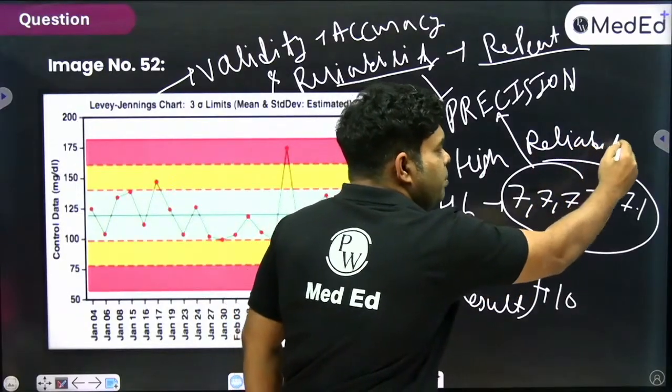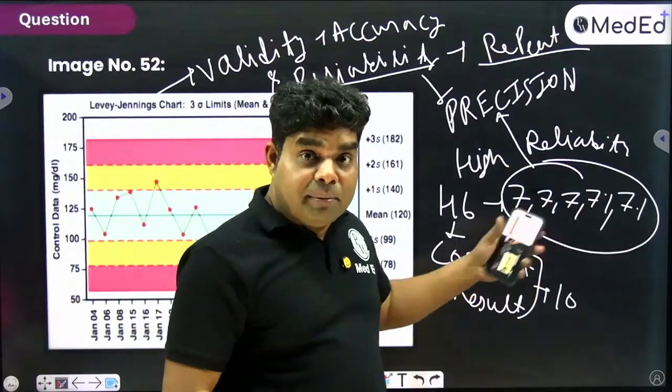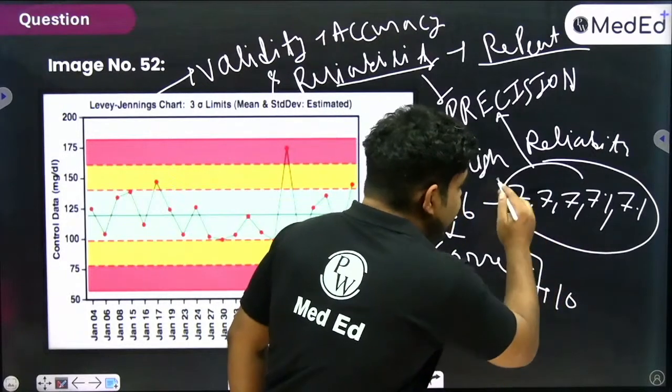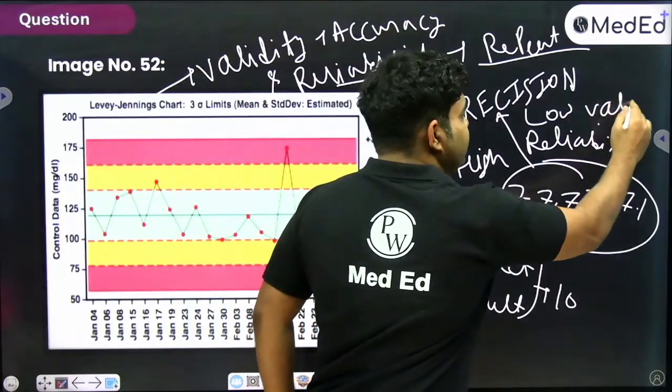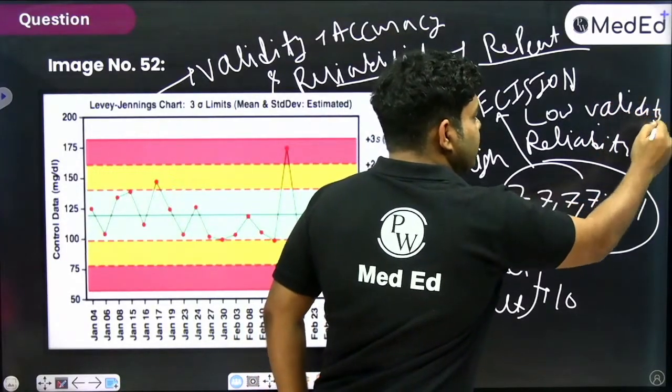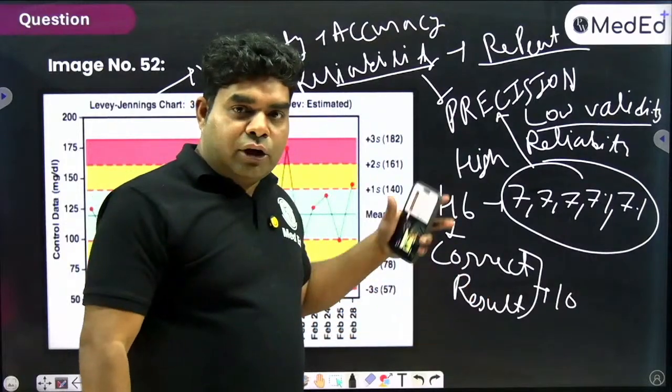But is this result correct? No, this result is not correct. Correct result is 10. Here it is coming 7. So this is highly precise, but the validity is low. It is not an accurate result. Low validity. Okay. So I hope you understand. Validity is accuracy, reliability is repetition.